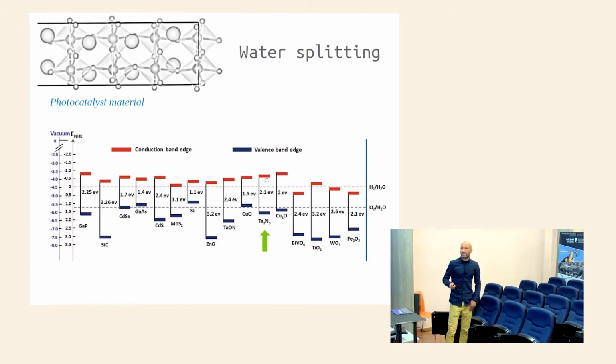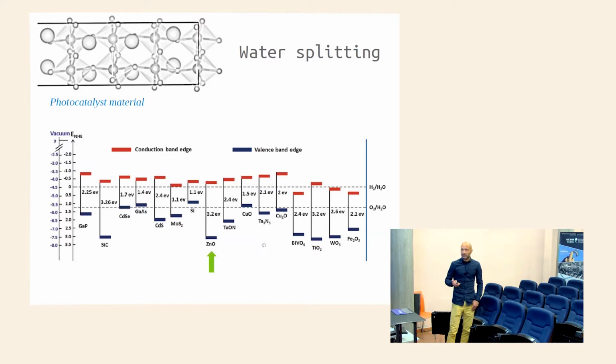And also the band alignments of it are quite well placed, right? So not too far from these two lines here, which mark the potential of the two reactions which are involved, right? However, this material is made of tantalum, which is a very expensive element because it's very scarce. So we cannot really make too much with this kind of materials, right?